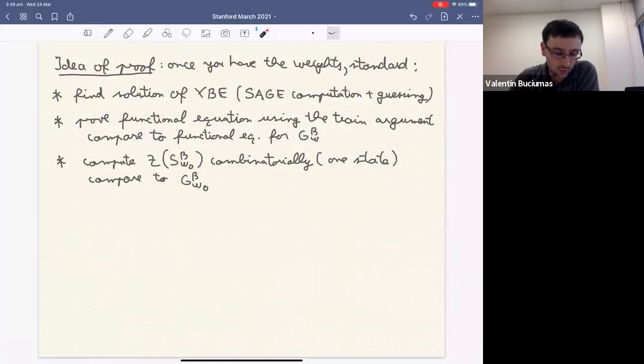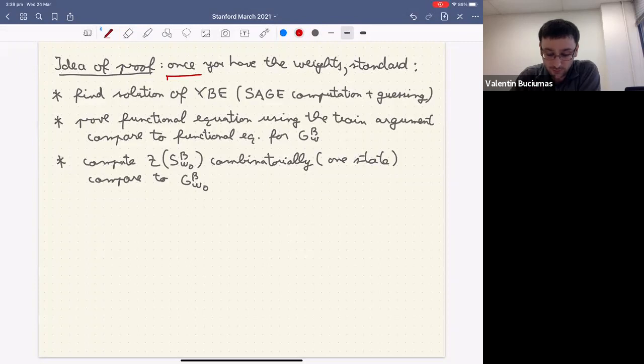So how do we prove such a statement? The proof is somewhat standard. We've seen, I think, many proofs so far, and it's somewhat the same idea. So what we do is, once we have the weights, this is important, and I'll get back to this at some point. So once you have the weights, you need to find a solution of the Yang-Baxter equation.